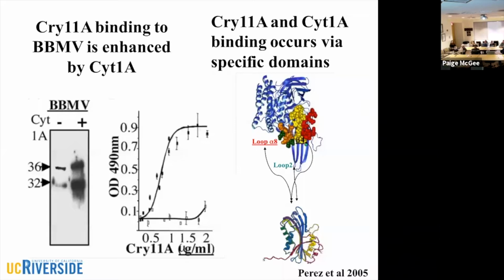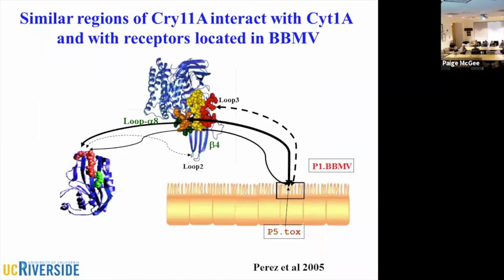And the sites in cry11A that bind to site A are the same sites in cry11A that bind to the receptor. So basically what you're saying is the cytolytic protein acts as a surrogate receptor for the membrane protein. So this is an example. This is what I'm talking about.